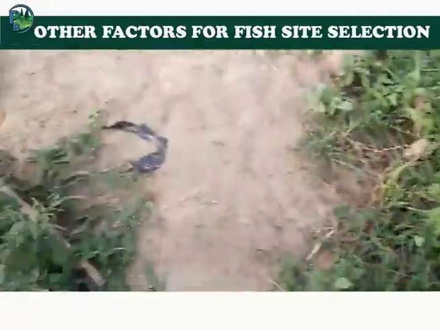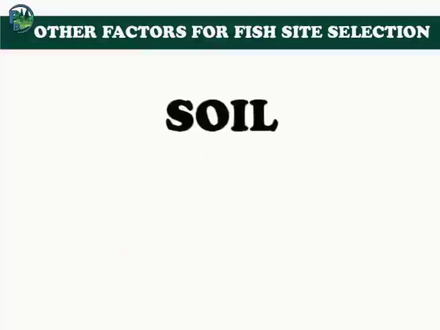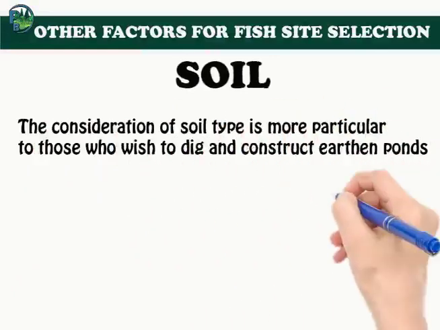1. Soil. The consideration of soil type is more particular to those who wish to dig and construct earthen ponds. The type of soil influences both productivity and water quality in pond. If the soil is not suitable for pond construction, then you shall face series of challenges in fixing that. You need to consider the following when talking about soil.